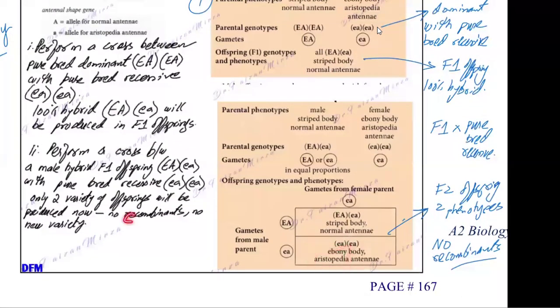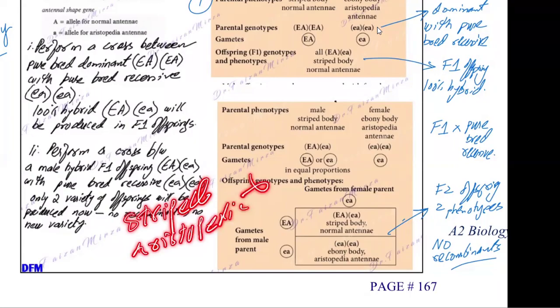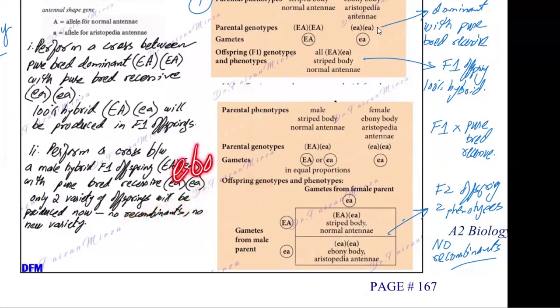You do not see any individual being produced which is striped and Aristopedia. This individual is just not produced. Similarly, the ebony feature is not produced together with normal antenna. The reason is that linkage occurred and there were just no recombinant gametes. Now what have we done? We have taken the male as the F1 offspring and the female as the purebred recessive.